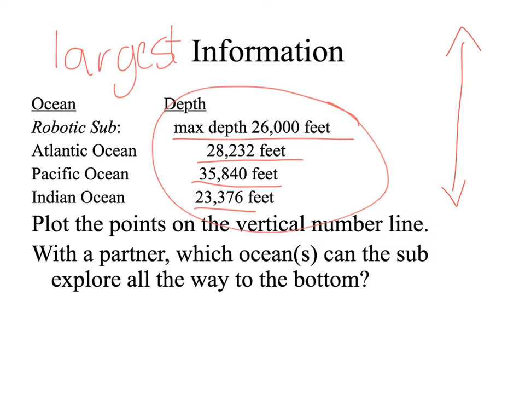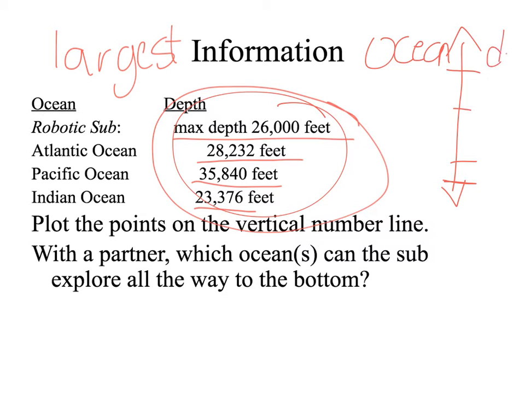So when you're talking about depth, you're talking about how deep something can go. So at the very bottom of the vertical line is going to be the largest depth. And the one closest to the top is going to be the depth that doesn't go down as far. So go ahead and plot the 4 pieces of information, which are these 4 numbers, on the vertical number line. You need to label what the ocean is on one side, and then the depth on the other. Make sure you do both.